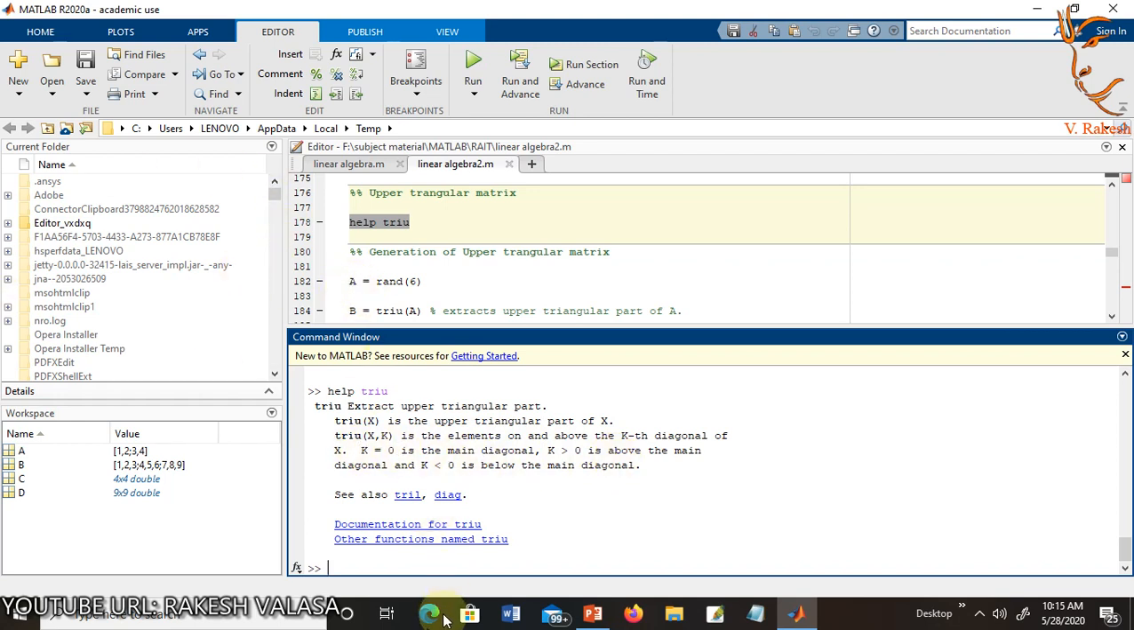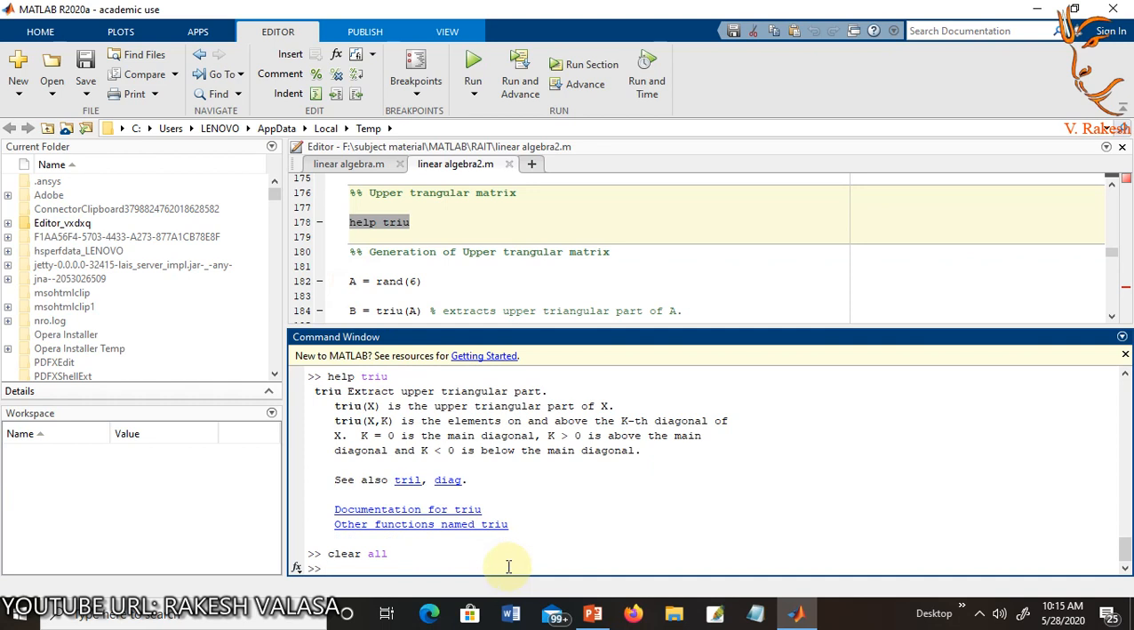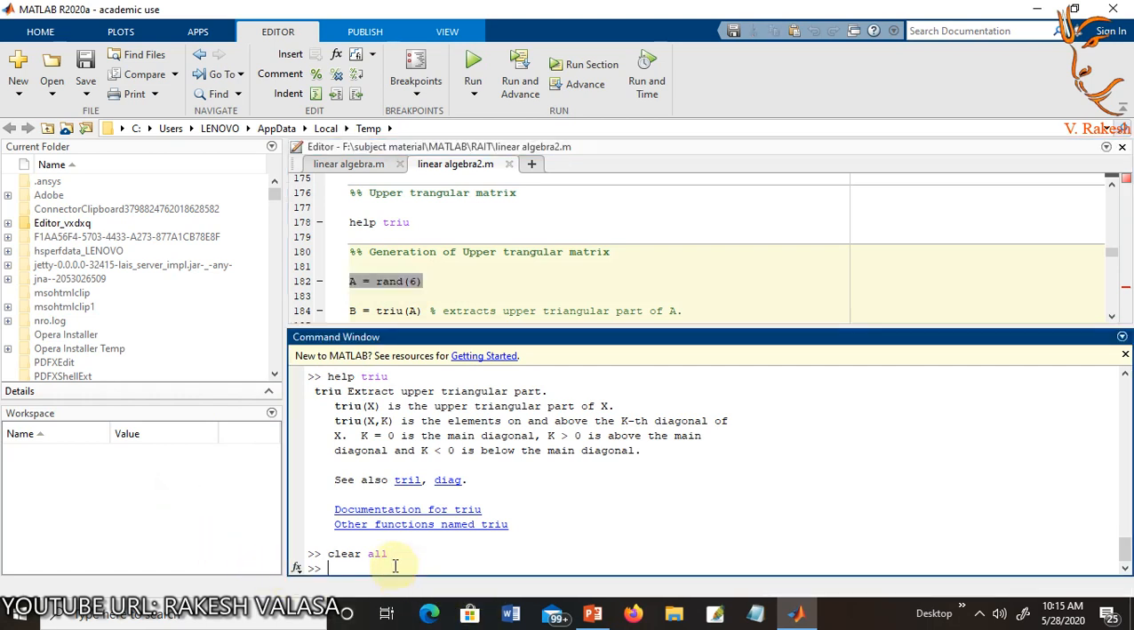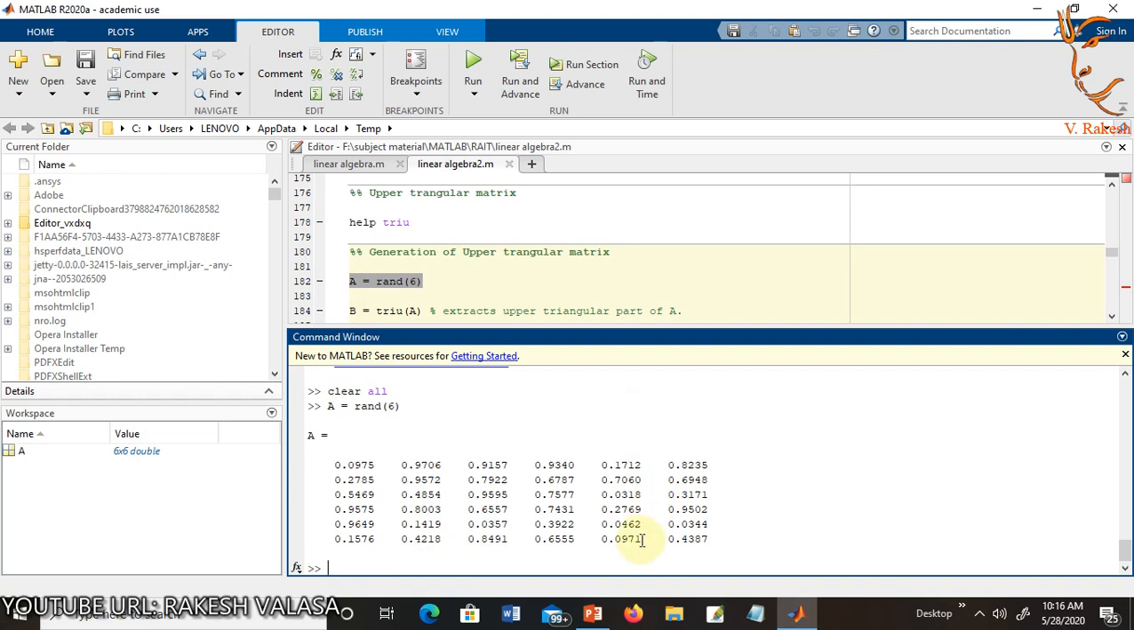For example, now clear the variables. Clear all. Now I'm creating one matrix that is A equal to rand of 6. Rand of 6 means it generates a 6 by 6 matrix. In this all elements are generated randomly. That means it generates a 6 by 6 square matrix.